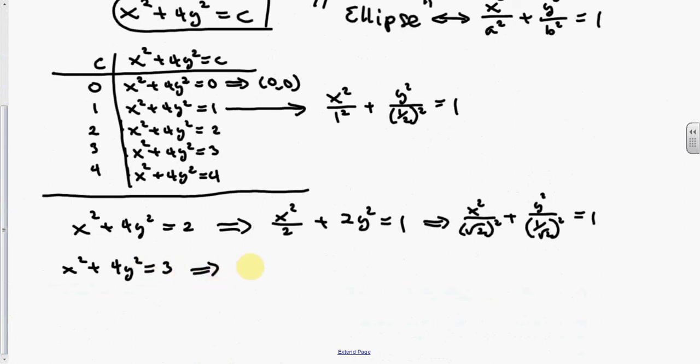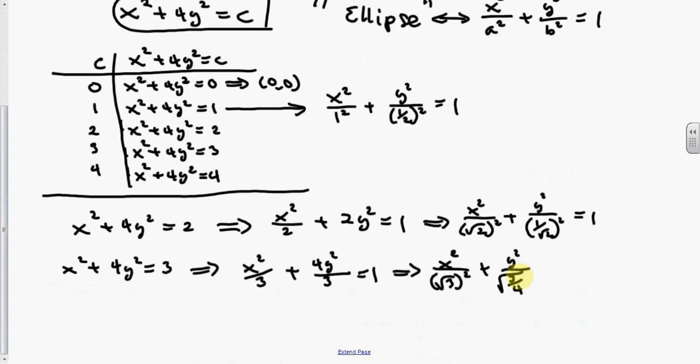Again, divide through by the 3. x squared over 3 plus 4y squared over 3 is equal to 1. And then I write that in the standard form. It's x squared over the square root of 3 to be squared plus y squared over the square root of 3 over 4, squared, is equal to 1.